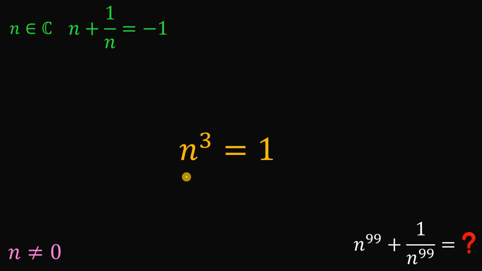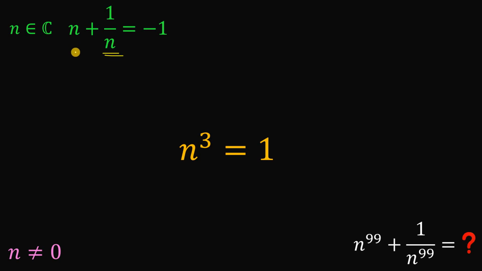Now here comes the confusion in this kind of question. Someone in the comment section will say, n here is 1. If we cube root on both sides, we get n equals 1. And 1 doesn't satisfy this equation n plus 1 over n equals negative 1. Of course, n equals 1 is one of the roots of n cubed equals 1, but not necessarily the value of n, because in the original equation, n here is a complex number.